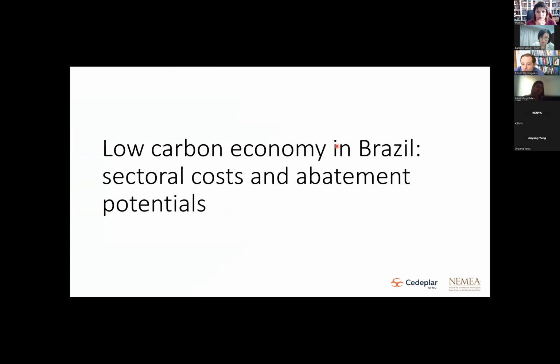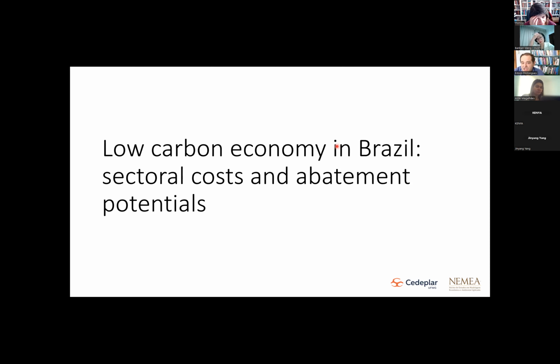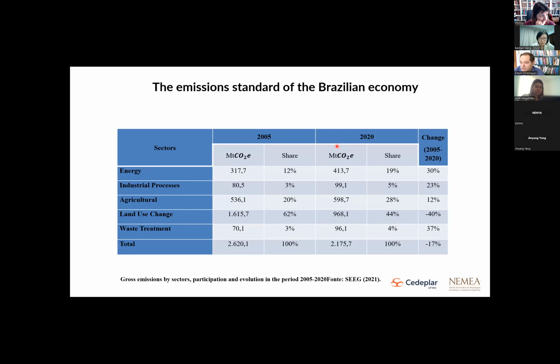So about the low carbon economy in Brazil, as I told you, we don't have a carbon market in Brazil. We are supposed to have one start next year with some cap and trade goals related to specific sectors. We think it's going to work, but it's nice to see how it works in the near future in Brazil. But what we have done in this type of study was to take into account how the emissions are related to sectors and processes in Brazil.